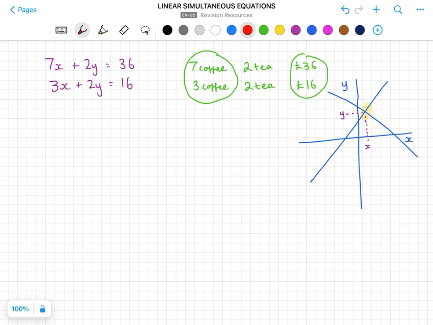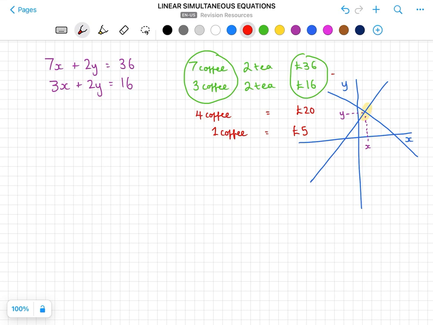In this case, the difference in the price is £20. The cups of tea are the same, and the difference in the cups of coffee are 4 cups of coffee. So 4 cups of coffee must be equal to £20. Therefore 1 cup of coffee must be equal to £5. 20 divided by 4.